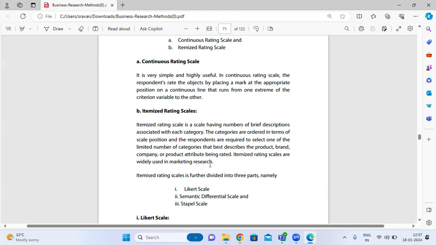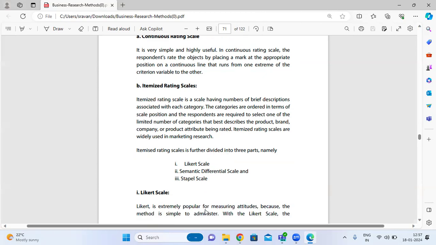Itemized rating scales are widely used in marketing research. The itemized rating scale is further divided into three parts: the Likert scale, the semantic differential scale, and the Stapel scale.